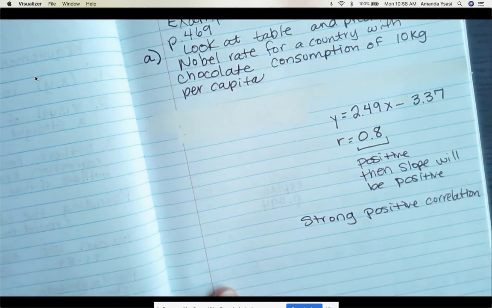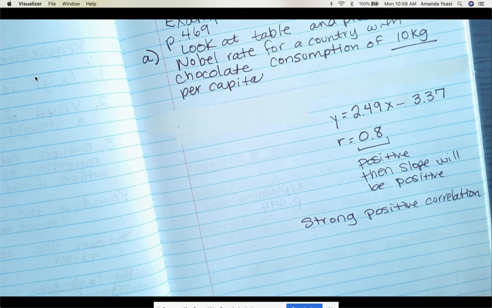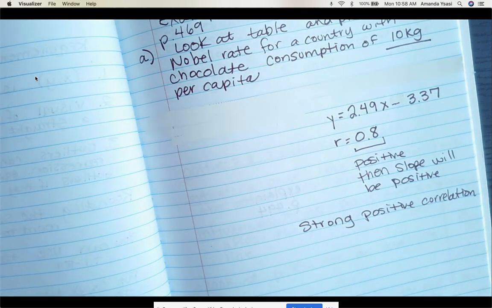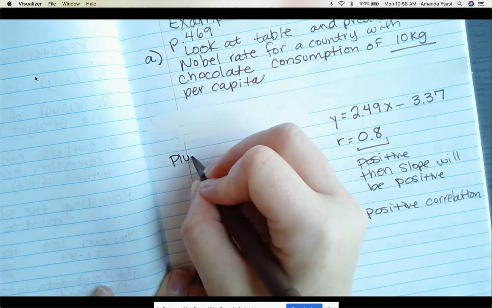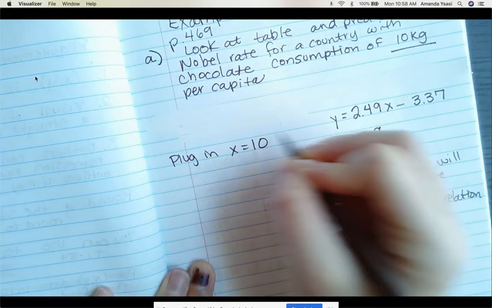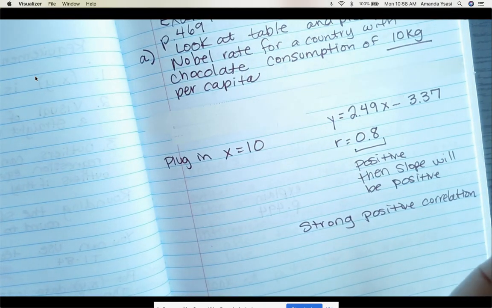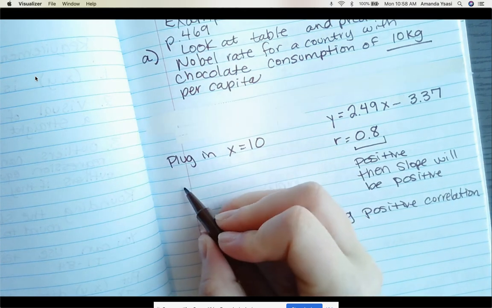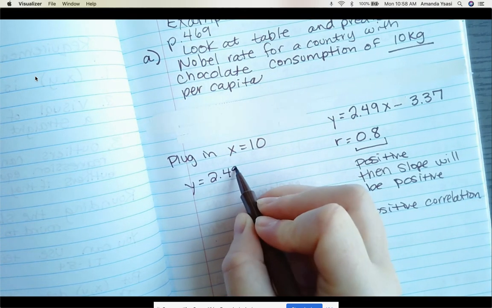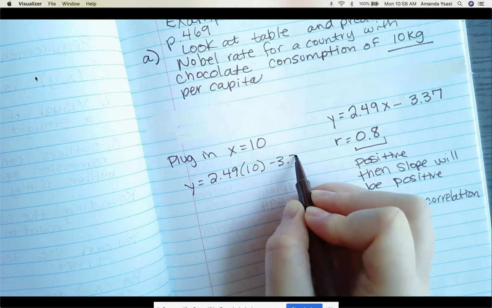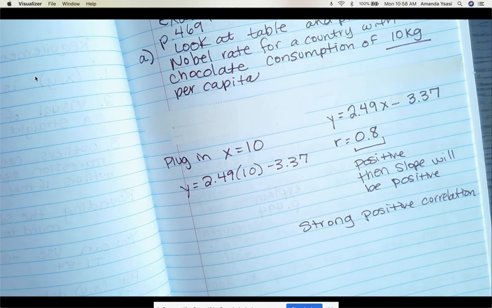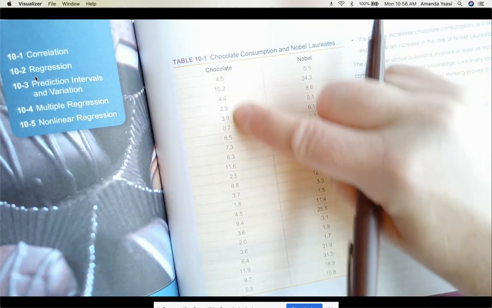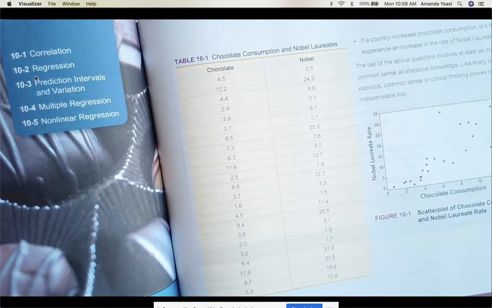Now we are going to do the consumption of 10 kg per capita. That means that is going to be my x value. And x equals 10 to find what the Nobel rate is. So we do y equals 2.49 times 10 minus 3.37. Remember, the one thing they wanted you to check was the scope. Does 10 fall within our scope? It does. We didn't go too far above or below.